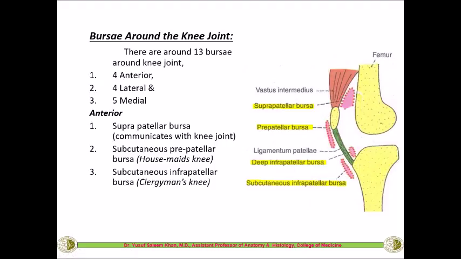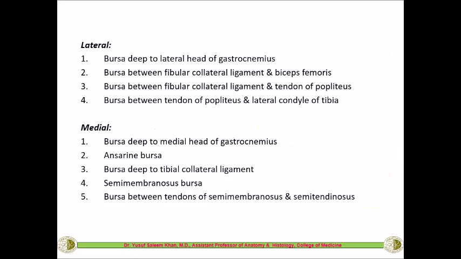Apart from that, there is also one bursa which is deep inside. This is called the deep infrapatellar bursa. If you can see here, deep inside is the deep infrapatellar bursa. So these are the 4 anterior bursae which are very important: the suprapatellar bursa, the subcutaneous prepatellar bursa, the subcutaneous infrapatellar bursa and the deep infrapatellar bursa.